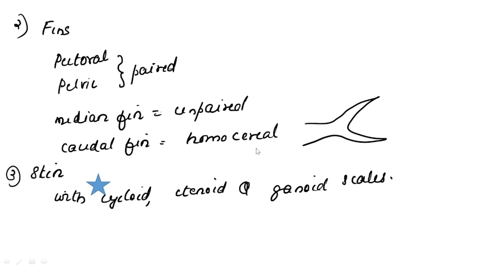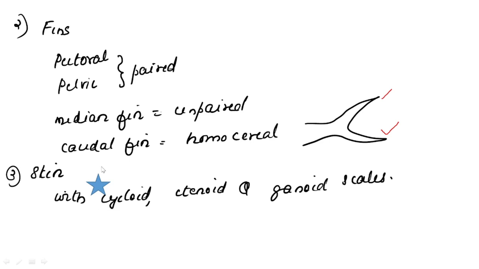And what about the peculiarity of the caudal fin? Caudal fin is homocercal. Homocercal means the two ends are of equal length. That is the homocercal property.